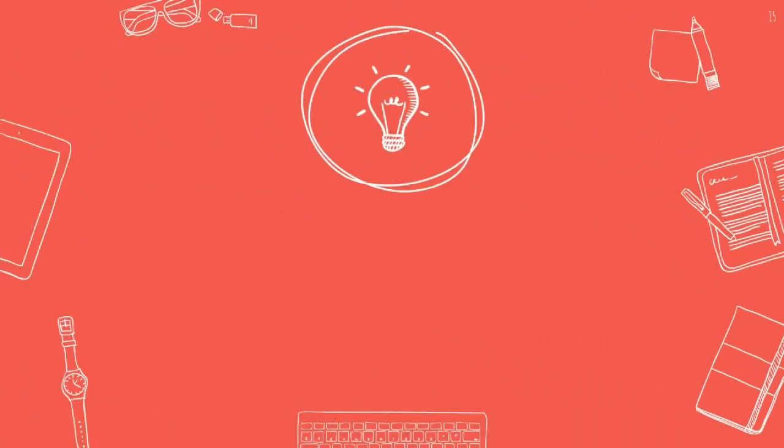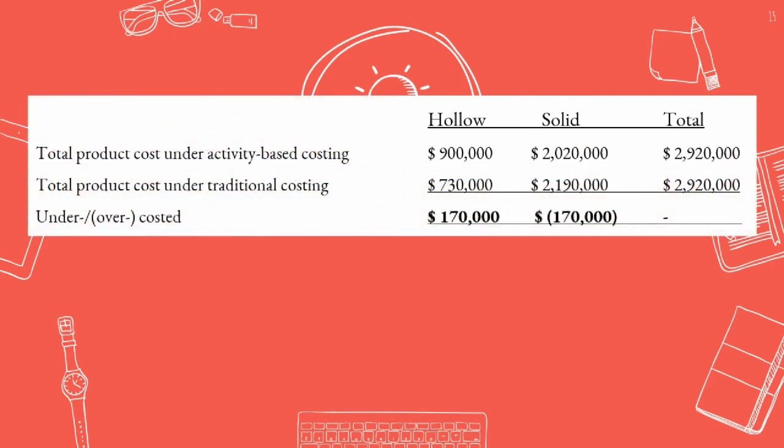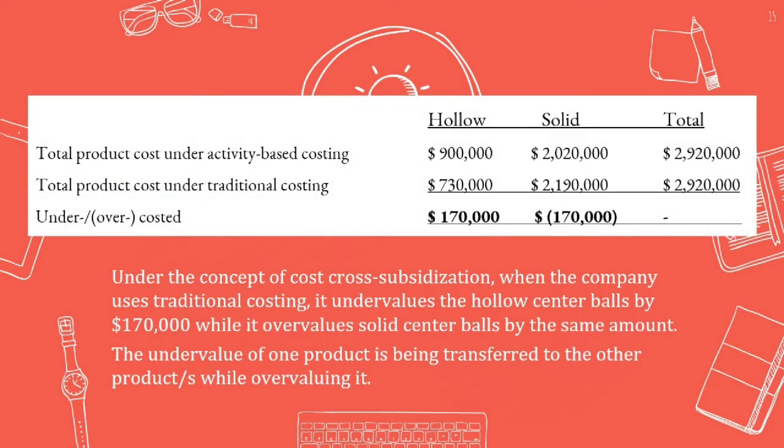Under the concept of cost cross-subsidization, when the company uses traditional costing, it undervalues the hollow center balls by $170,000, while it overvalues the solid center balls by the same amount. The undervalue of one product is being transferred to the other product while overvaluing it.